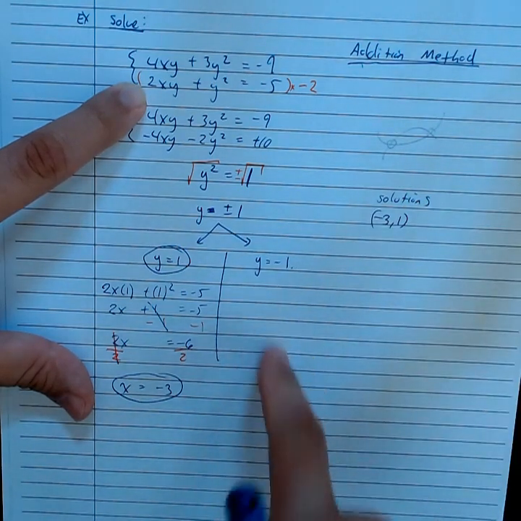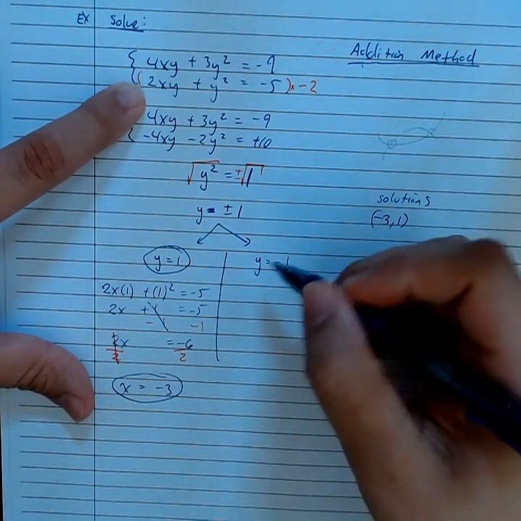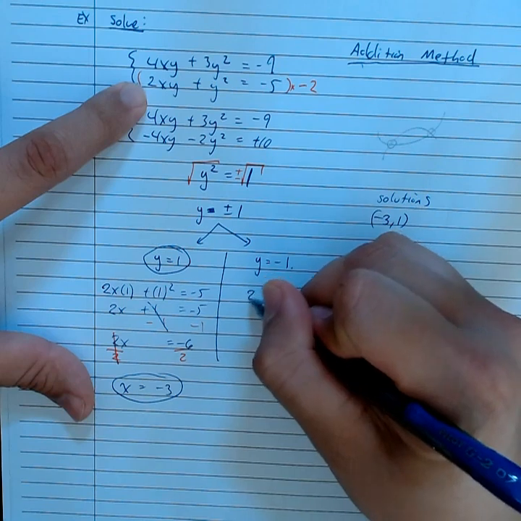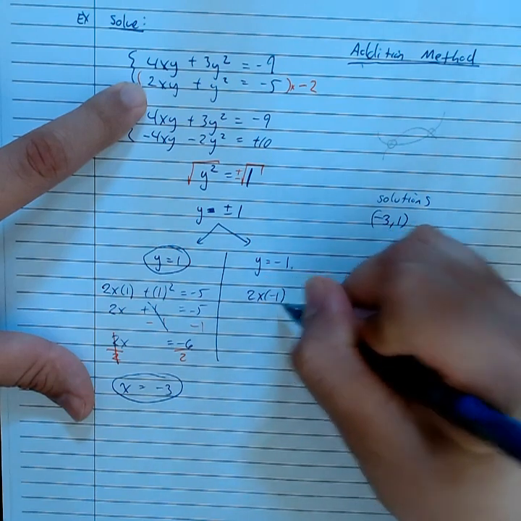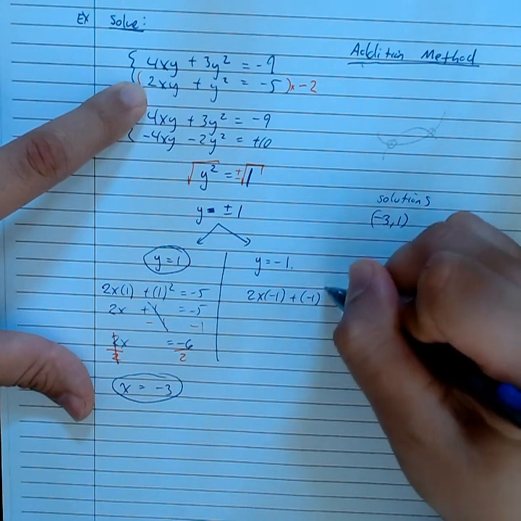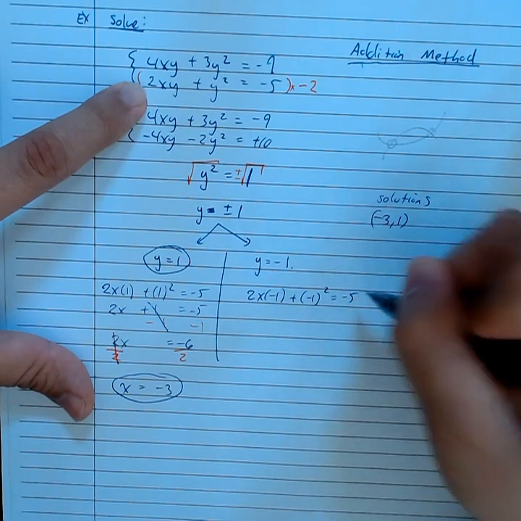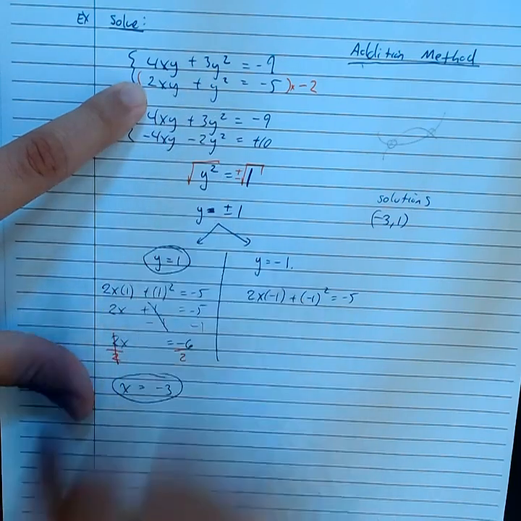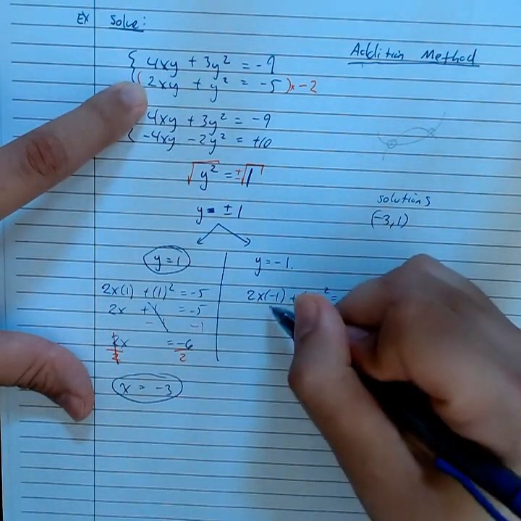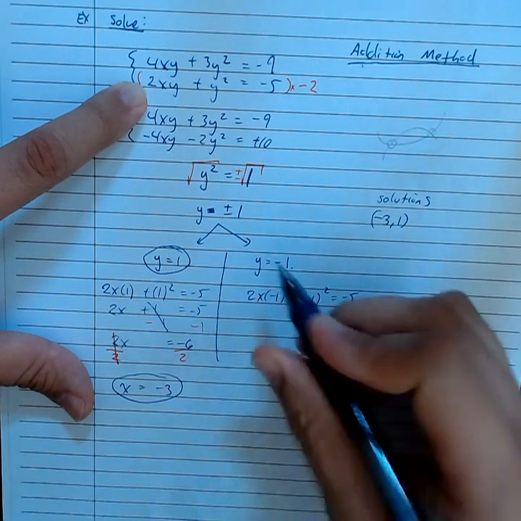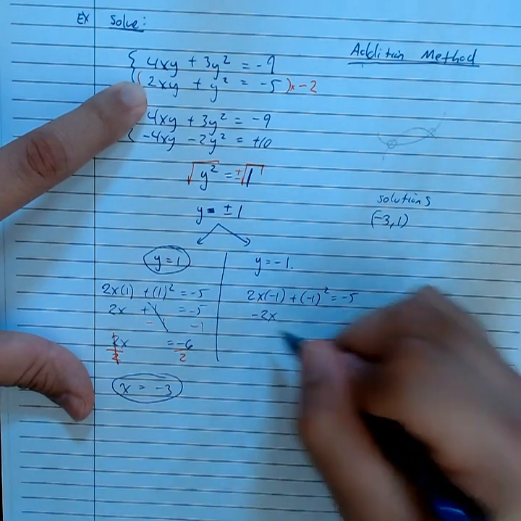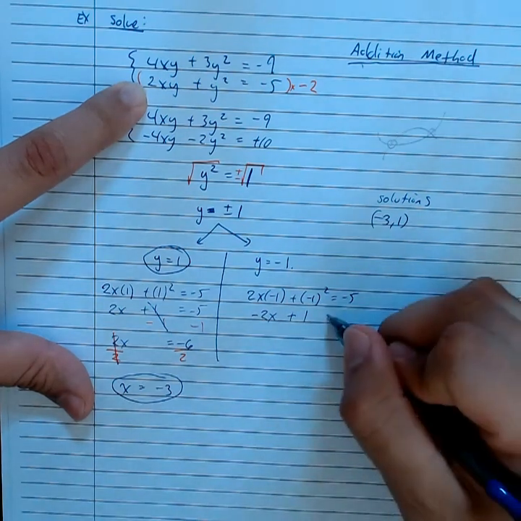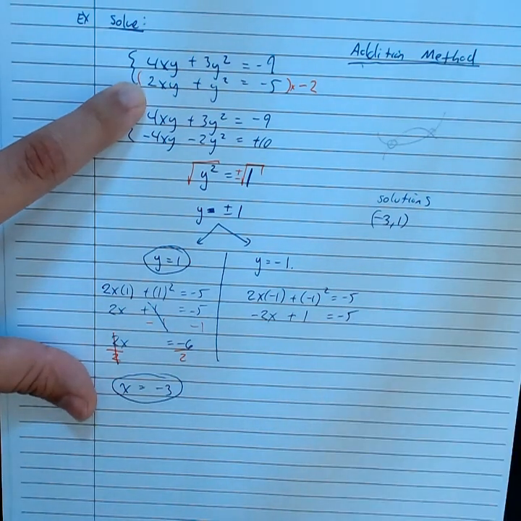But now, here I have another possible solution. So let's go ahead and take negative 1 and plug that in. So that's going to be 2 times x times negative 1 plus negative 1 squared equals negative 5. I'm taking this equation, and now y is equal to negative 1, which I've plugged in there and there. So this will give me 2 times x times negative 1 is negative 2x. Negative 1 squared, well, that's a positive 1, is equal to negative 5.